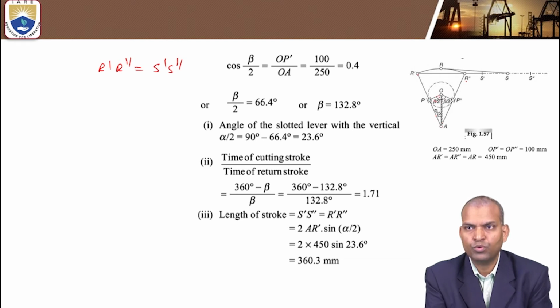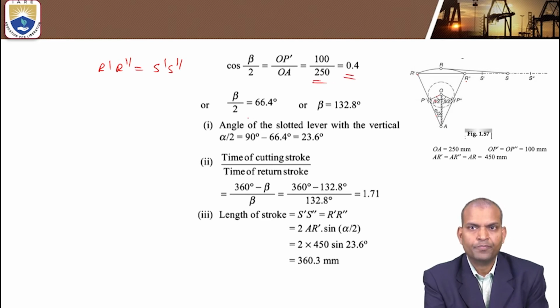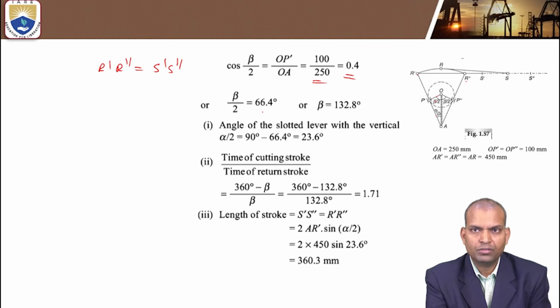What is OP dash? OP dash is the length of the crank, that is 100 millimeter. OA is the length of the fixed link, that is 250 millimeters, so that is 0.4. Now beta by 2 equals 66.4 degrees and beta equals 132.8 degrees. Now, what is the first objective? The first objective is we want alpha by 2.